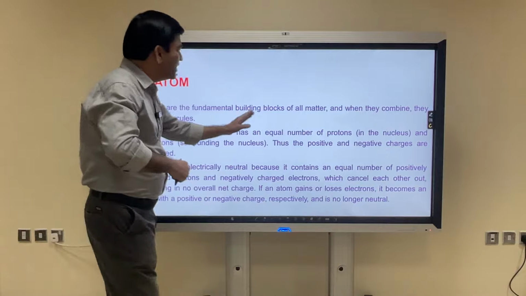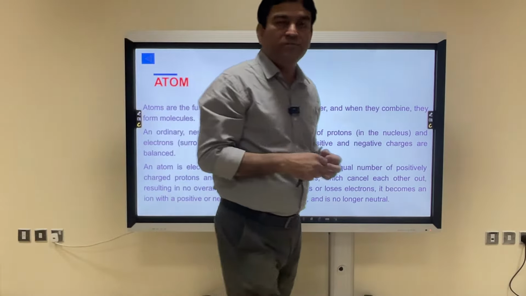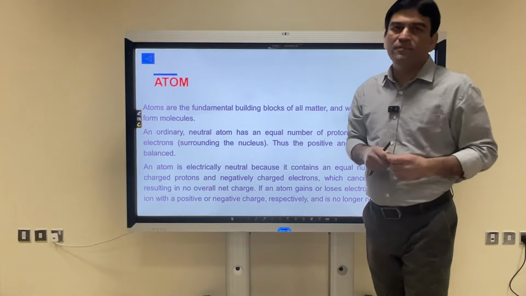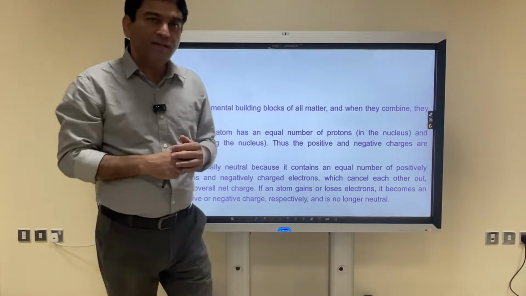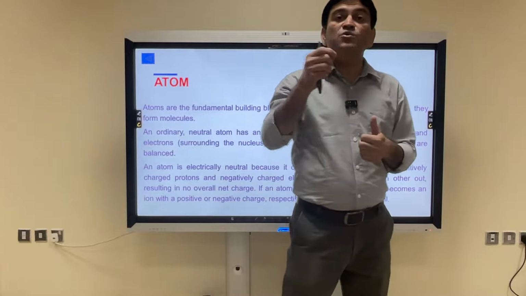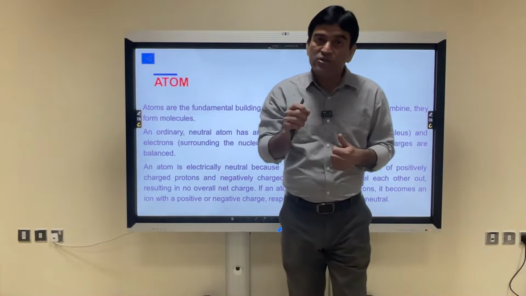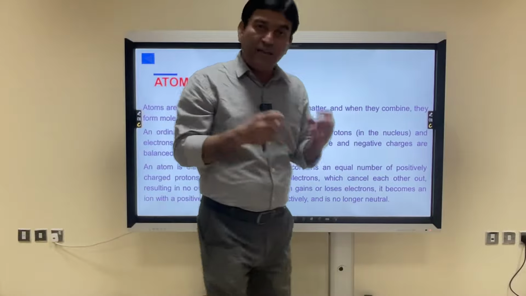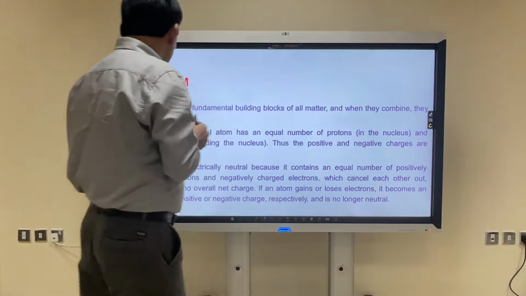Atoms are the fundamental building blocks of all matter, and when they combine, they give you molecules. So the first thing over here, an atom is the smallest particle. An atom is made up of some subatomic particles. For example, protons, which have a monopositive charge, it means they have a +1 charge. It has electrons, which have a negative charge, that is -1 charge. And it has neutrons, which do not have any charge. And atoms can combine to give you molecules.